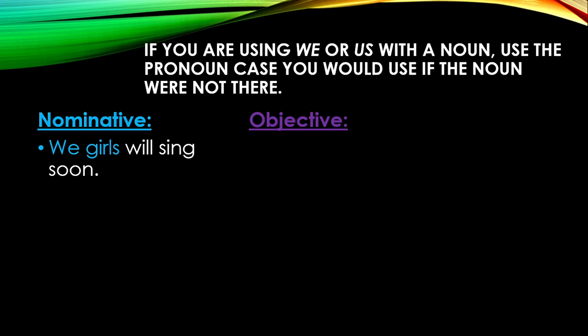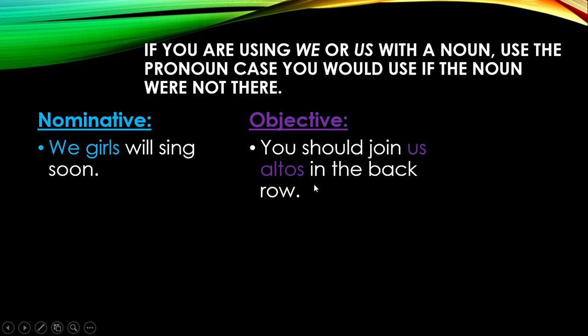In the objective case, you should join us altos in the back row. Again, if you got rid of altos, it would be you should join us in the back row. Now objective means it's the object of the sentence. You should join who? Us.